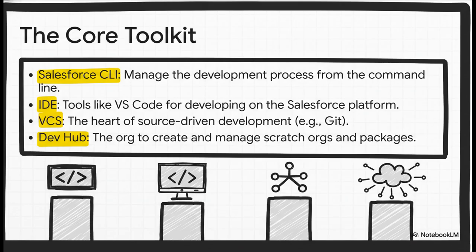Second, you need a good IDE like VS Code, which is going to be your main workbench. Third, a version control system like Git. This is absolutely non-negotiable. It's your source of truth. And finally, the Dev Hub. This is a feature you just turn on in your production org, and it acts as the master controller for creating and managing all your Scratch orgs and packages.